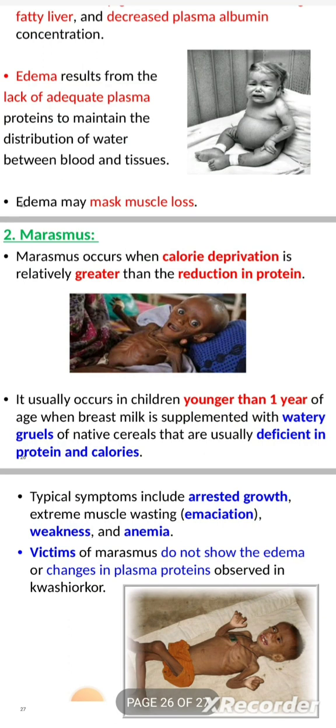Yes, and that is, I think, the last slide regarding nutrition. And we end, having covered all the theoretical part of the module of nutrition and metabolism.